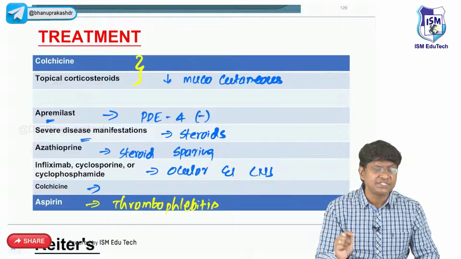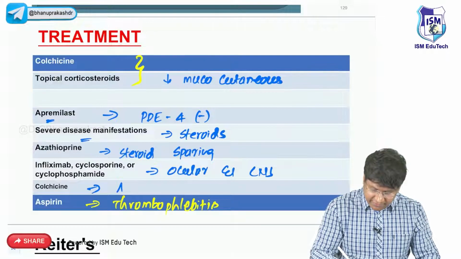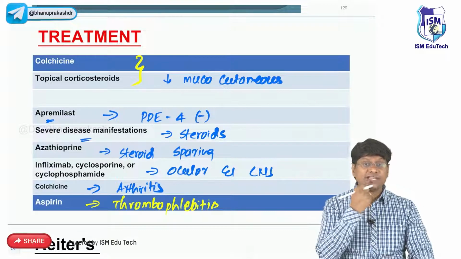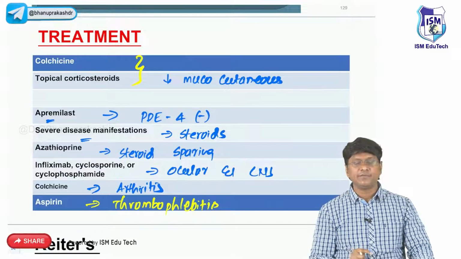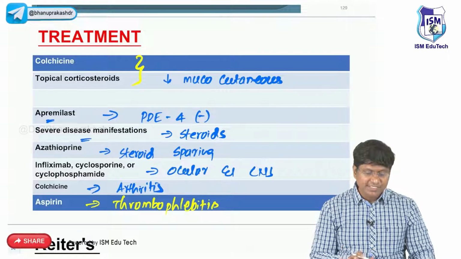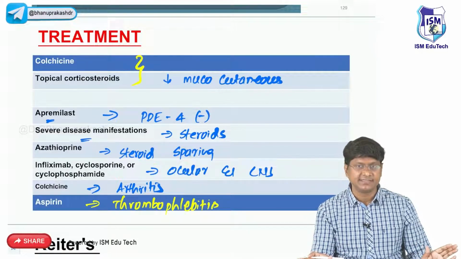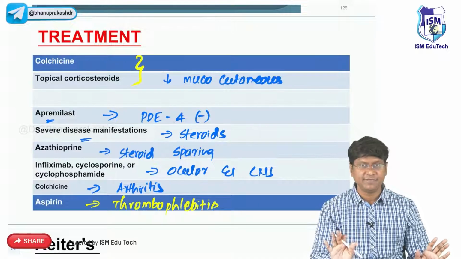What did I tell you? These patients will have peripheral arthritis. So even for arthritis, we can give this colchicine, right? Whereas the topical, you can give for the mucocutaneous manifestation. So this is about your Behcet's in detail. That is HLA-B51 or HLA-B5, right?